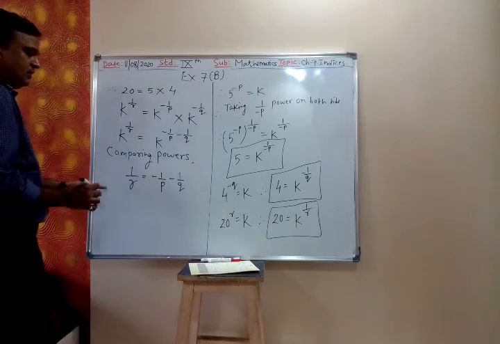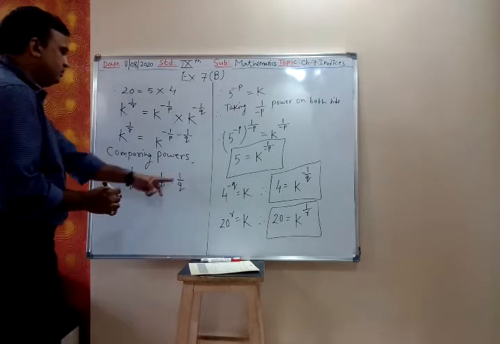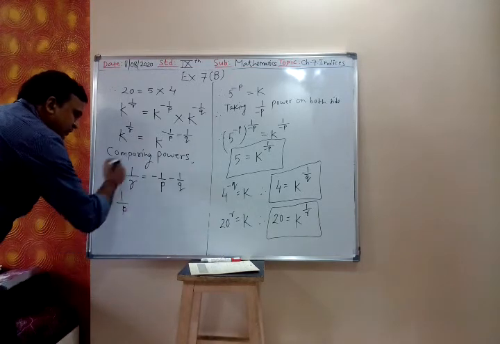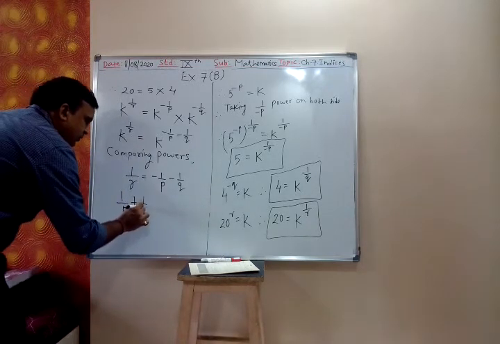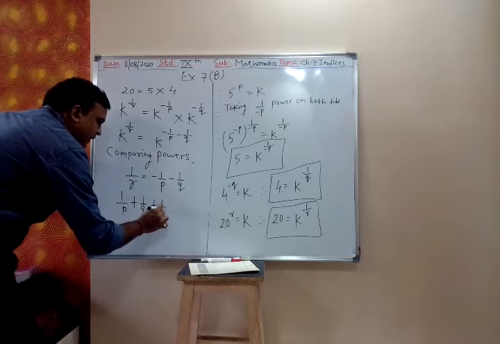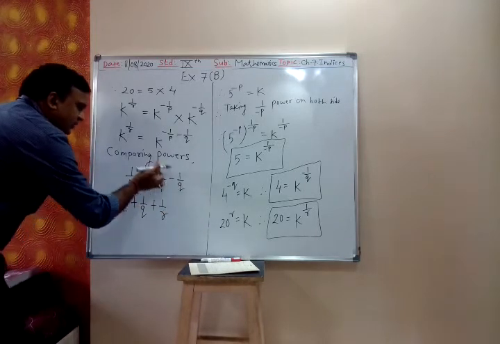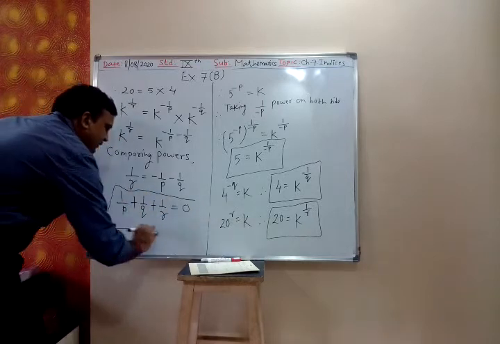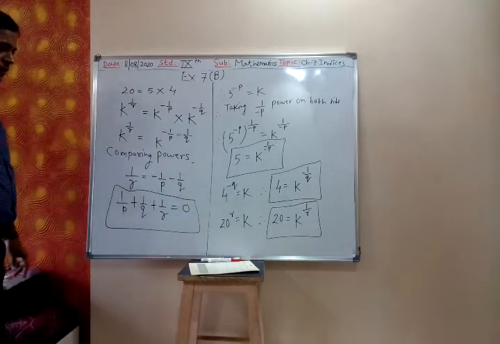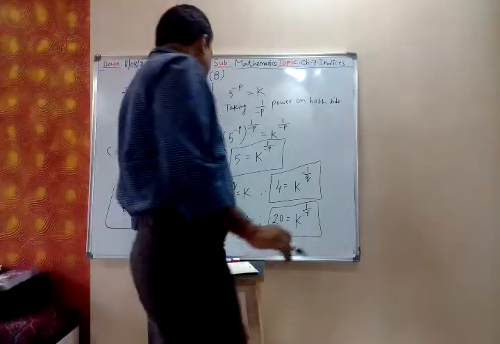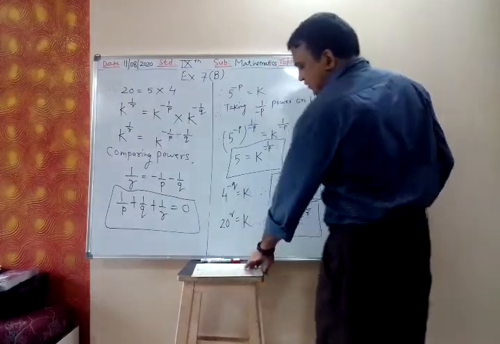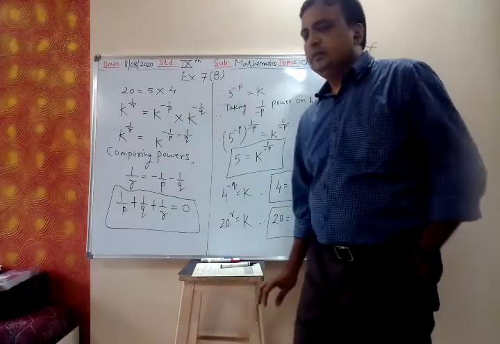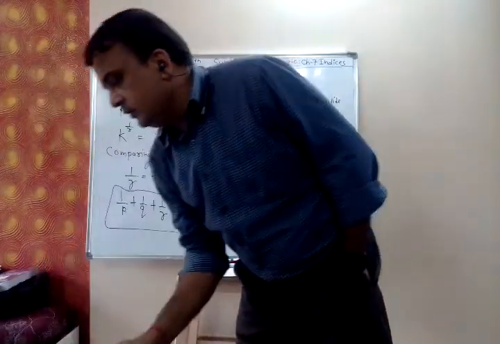Now take all these on the other side. 1 upon p, 1 upon q on the other side. So it becomes 1 upon p plus 1 upon q plus 1 upon r. We take these two terms on the other side, so it becomes 0. Nothing is left on this side. And this is what you want to prove. 1 upon p plus 1 upon q plus 1 upon r is equal to 0. So, an important problem based on the law of indices.